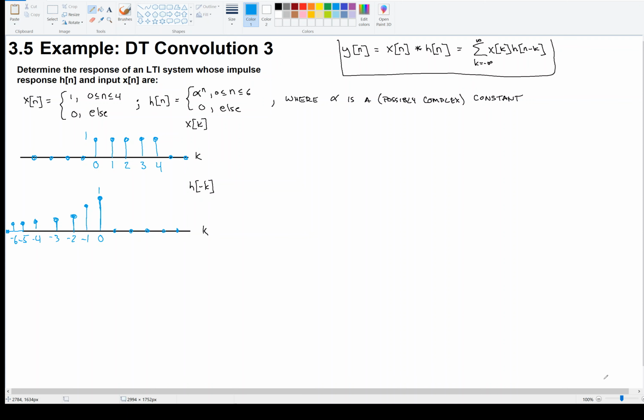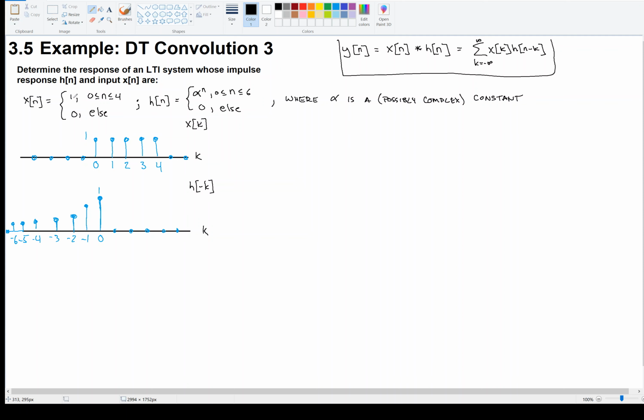Okay, welcome back. We're still talking about discrete time convolution. So I've got an example here. Determine the response of an LTI system whose impulse response h of n and input x of n are these two functions. So I've got them mathematically written here.